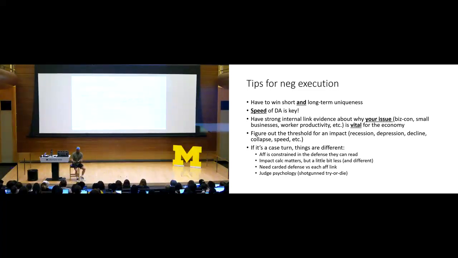So you still need impact calculus, okay? But it just looks different. So your impact calculus can look like our internal link is faster than theirs. You can still say economic decline turns all of the other impacts in the debate. So you still want to say, like, you know, if they have three advantages, econ, warming, and hedge, you want to say economic decline turns warming and turns hedge, so you only have to win your turn to win the debate. It's different, in some ways easier, in some ways harder.